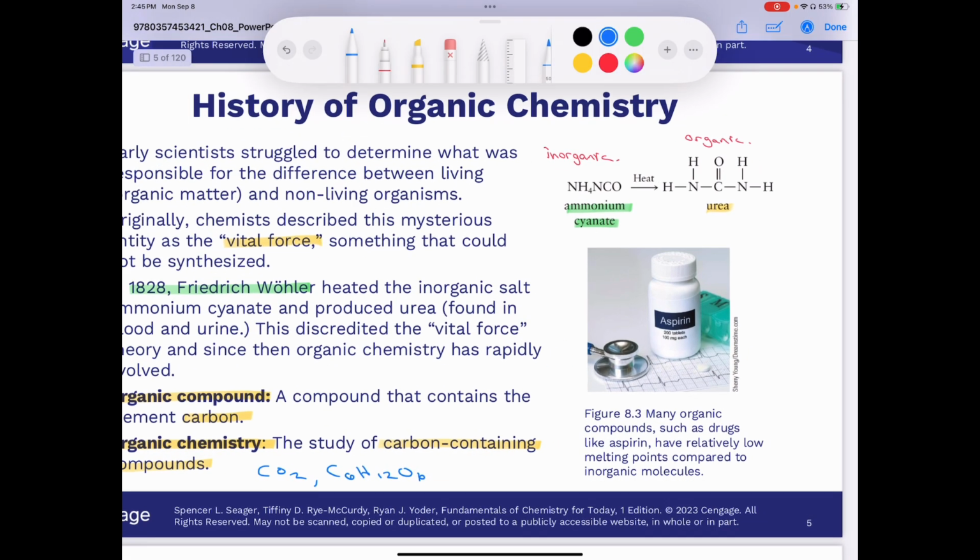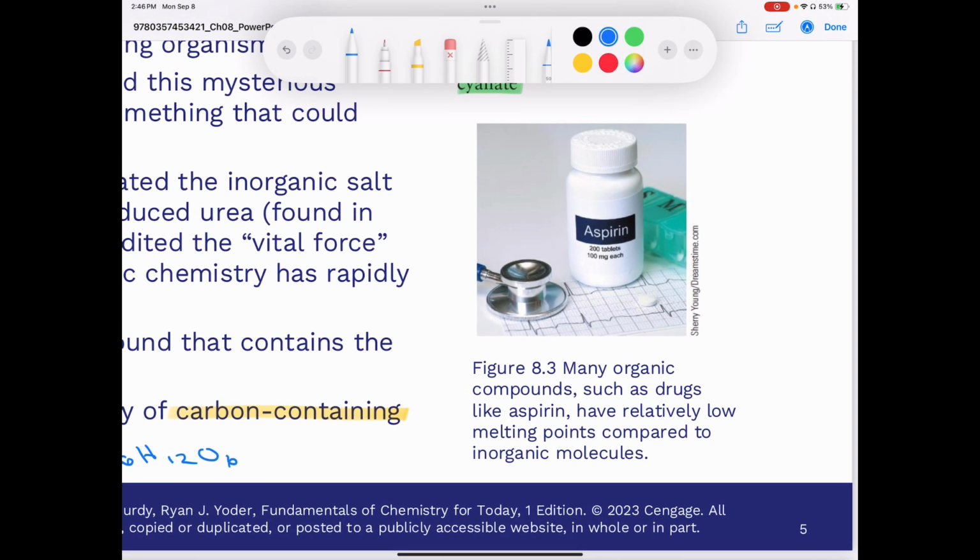But it turns out that most drugs, or many drugs, are organic compounds, whether it's nicotine or aspartame or aspirin, or whether it's morphine or heroin. These are all organic compounds. And so many organic compounds, such as drugs like aspirin, have relatively low melting points compared to inorganic molecules. So if you're interested in healthcare at all, you should know a little bit about organic chemistry. Why? Because drugs are, generally speaking, organic compounds.